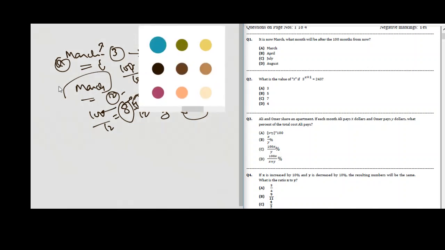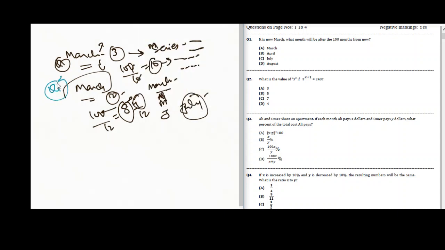Okay, this was question 1. Now question number 2. It says that 3x plus 1 is equal to 240.